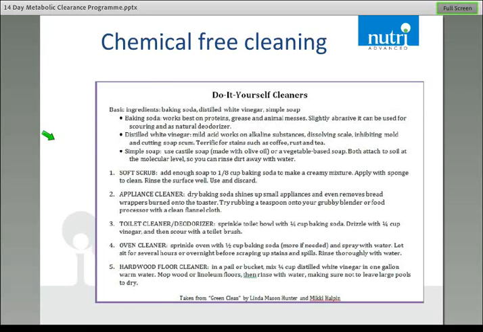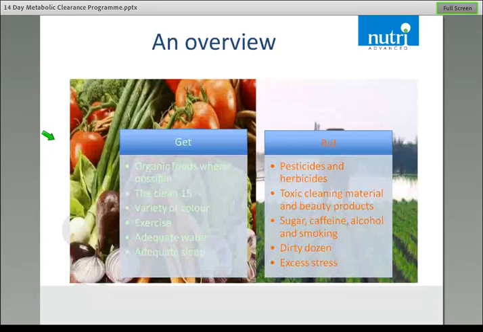Also, it's not just about the food that we put inside of our mouth. Think also about the cleaning products that you're using within your house. Think about the products that you're putting on your skin. Here we've given you an idea of a do-it-yourself cleaner. It's cheap, but yet still really useful to keeping your house clean.